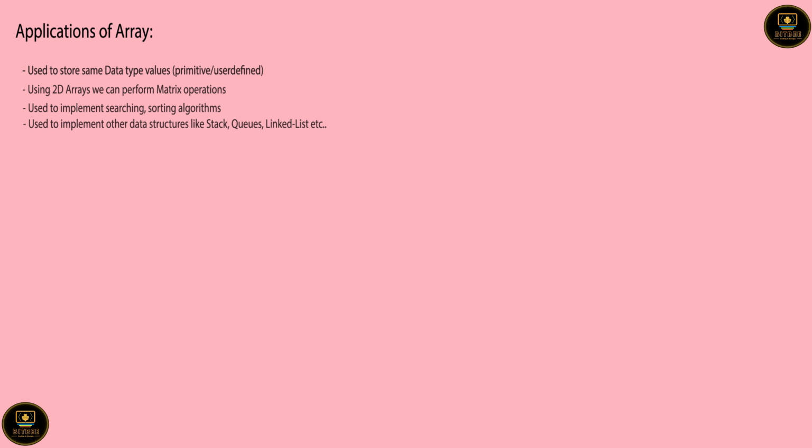Arrays are used to store same data type values. Using 2D arrays, we can perform matrix operations. Arrays are used to implement sorting algorithms. Arrays are also used to implement other data structures like stacks, queues, linked lists, etc.